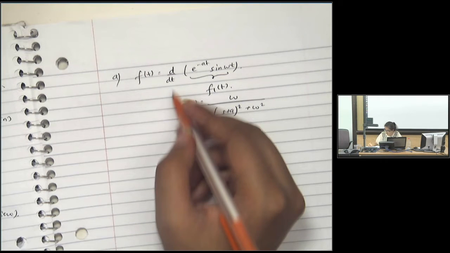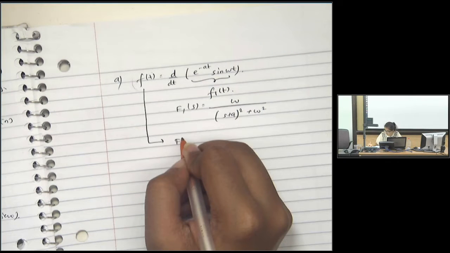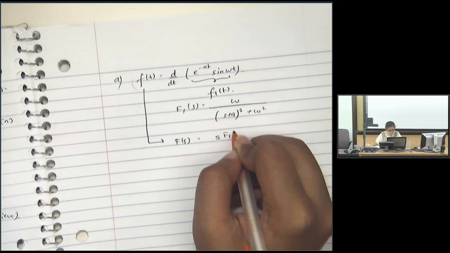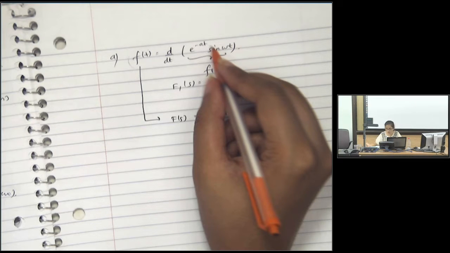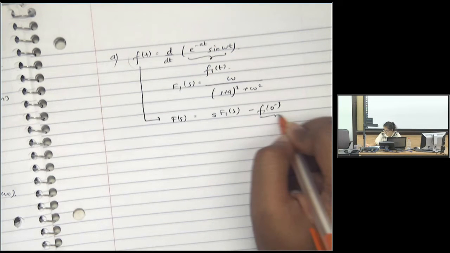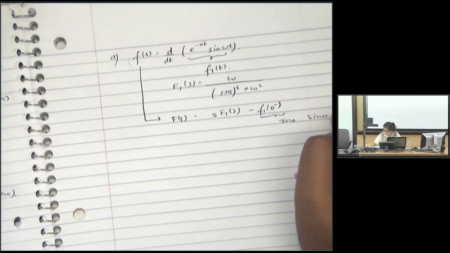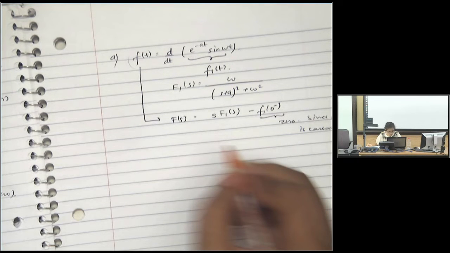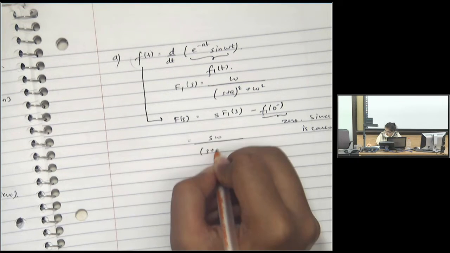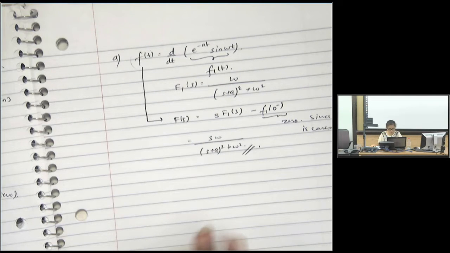So now your F of s is just s multiplied with F1 of s minus your initial condition. And since we are dealing with causal signals, this goes to 0. Okay? So I'll have s omega over s plus a square plus omega square. That's your answer. That's it.